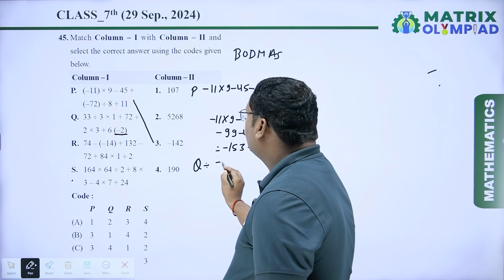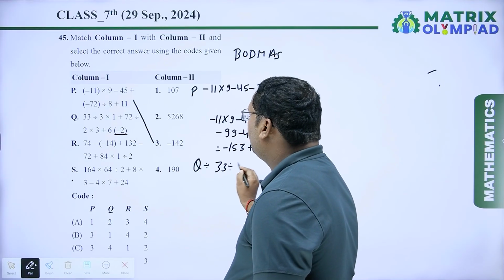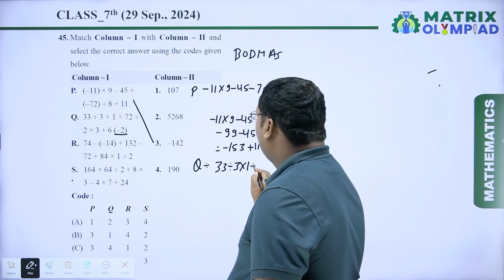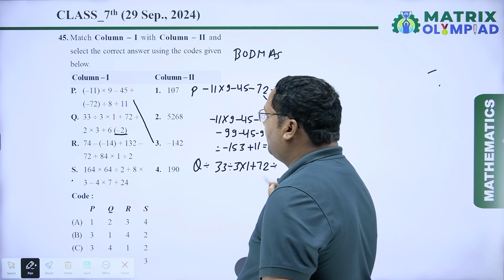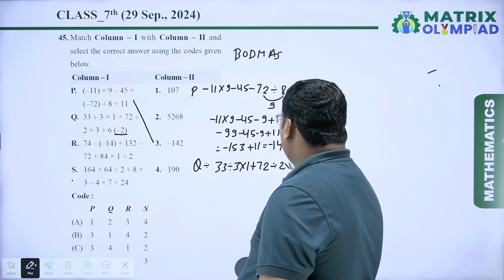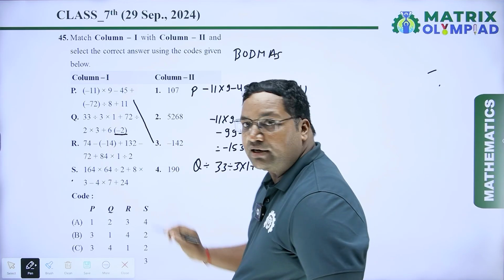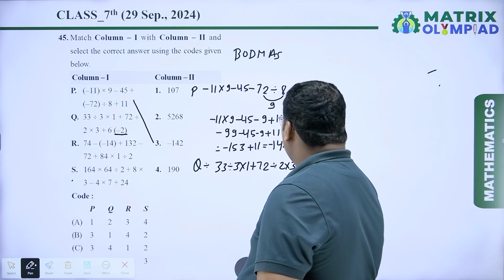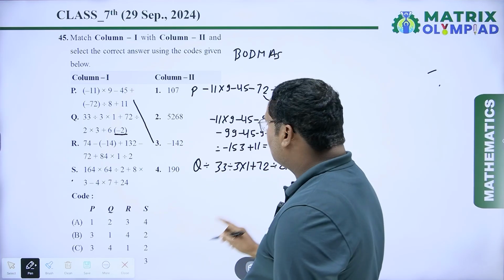So we will get 33 divided by 3 into 1 plus 72 divided by 2 into 3 and it is 6 into minus 2 is minus 12. So we have to write here minus 12. Now we have to solve divide.